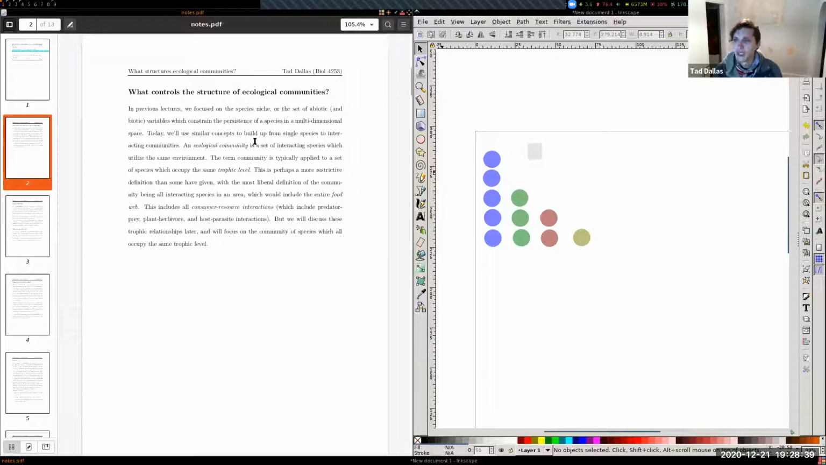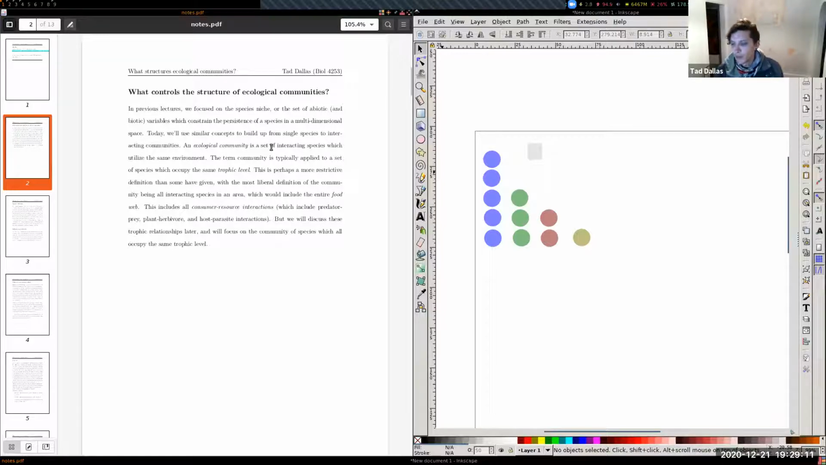And here I defined it as the set of interacting species which utilize the same environment. Typically, the interaction of individuals of these species is assumed. If an interaction is not present, sometimes people would refer to it as an assemblage instead of a community. I think it's somewhat esoteric. You're somewhat splitting hairs at that point.